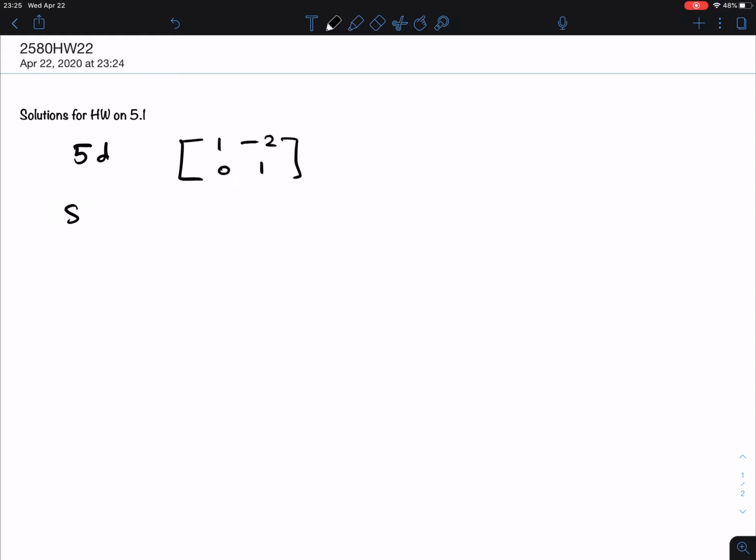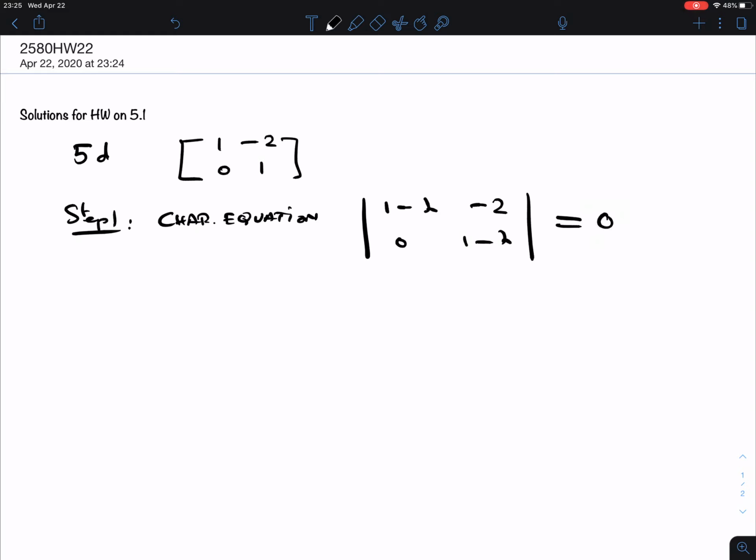So the first step, step 1, is the characteristic equation. Just a nice name, that's why we keep saying it. What we do is we take the same matrix but subtract lambda from the diagonal and then put that equal to 0. Here it's very quick: we see that it is 1 minus lambda times 1 minus lambda. There's no off diagonal. That's equal to 0. There's only one solution, namely lambda equal to 1.